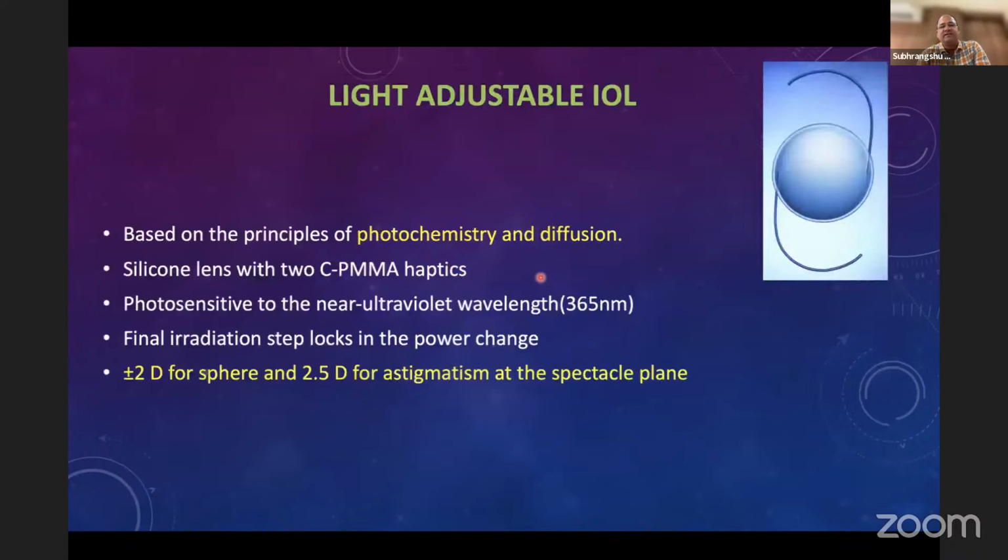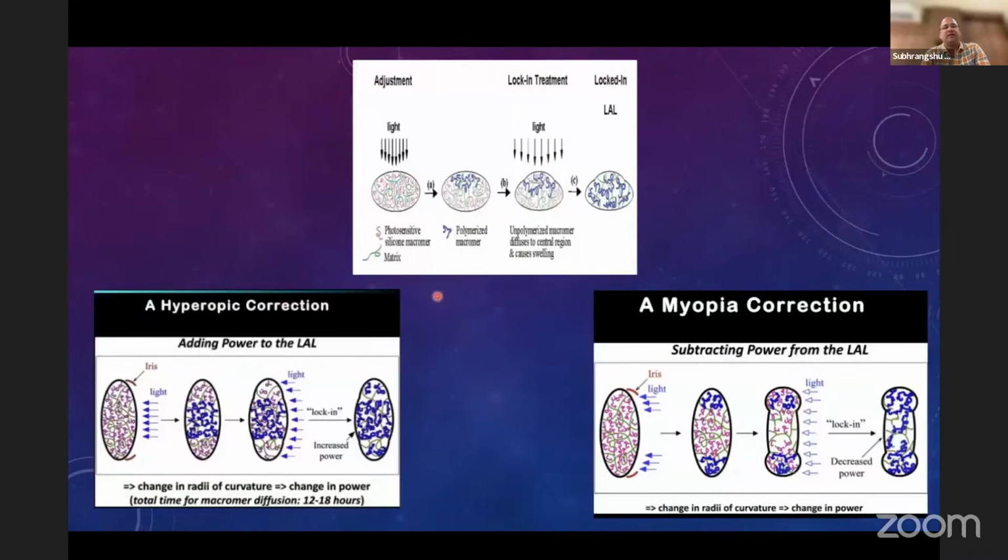So recent advances, the light adjustable IOLs, basically they are based on the principles of photochemistry and diffusion. Silicone lenses with PMMA haptics, they are photosensitive to the near ultraviolet wavelength. The final irradiation step locks the power change. So basically, roughly what was done was, when we needed to do a hyperopic correction, irradiation was done in the central part. For myopic correction, irradiation was done in the peripheral part to change the radius of curvature and hence to change the power.